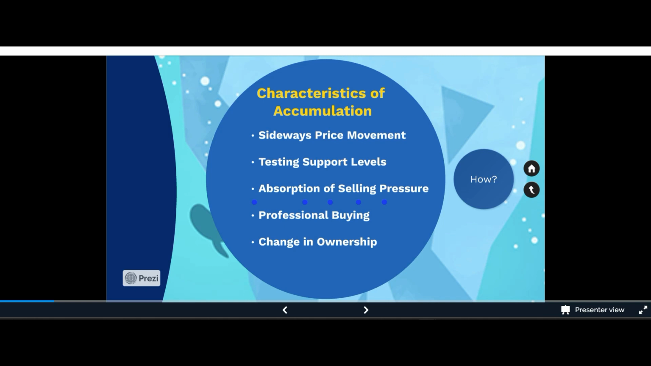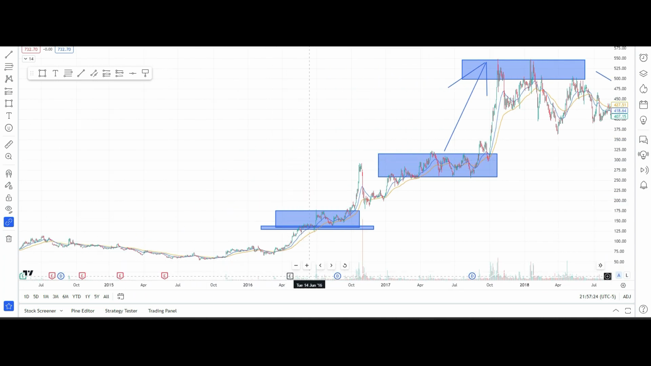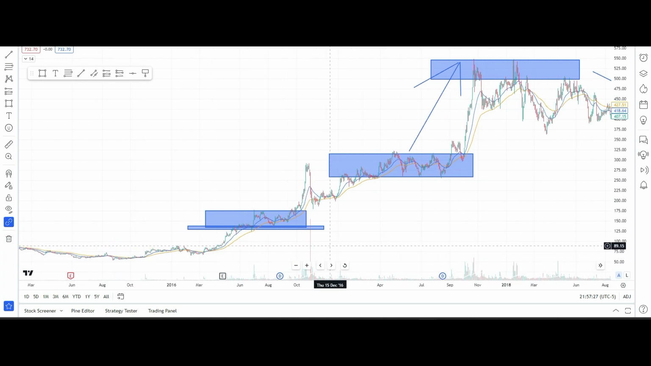One of the things you can notice is that the professionals do not want to leave a footprint for the retail investors. They do it very silently during the accumulation phase. Obviously, there would be volume spikes, and when the stock goes down to test the support levels, the volume would be a little lesser than during the spikes. That goes on for quite a period of time, and if it is a bear market, it would extend in time, but eventually it will break out.